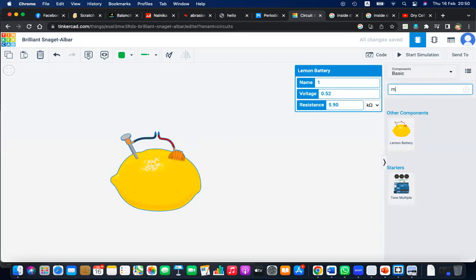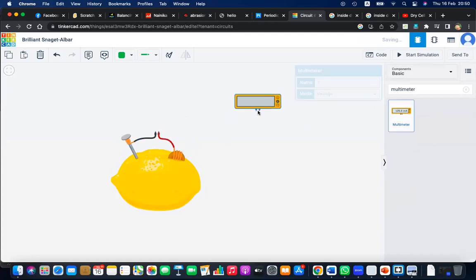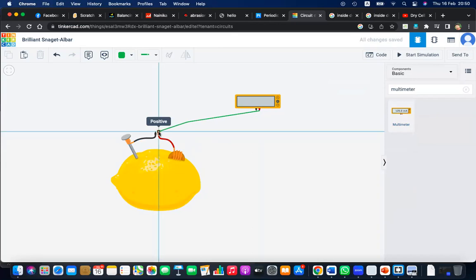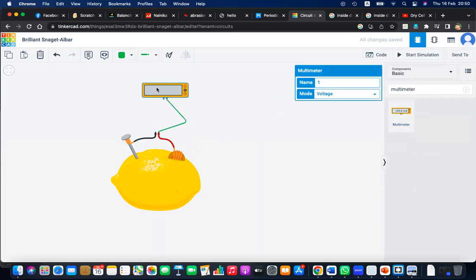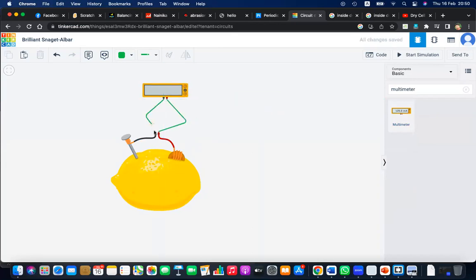But if you connect, okay, let's connect a multimeter. When you connect a multimeter, positive to positive, and negative to negative, you will see when you start the simulation, there is a very small current, millivolt.